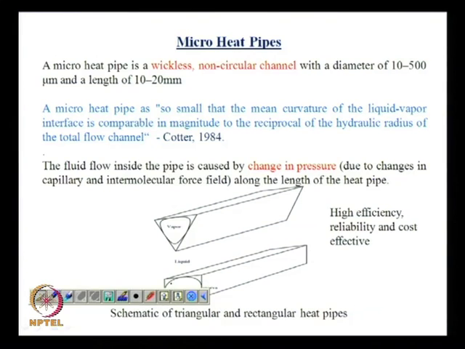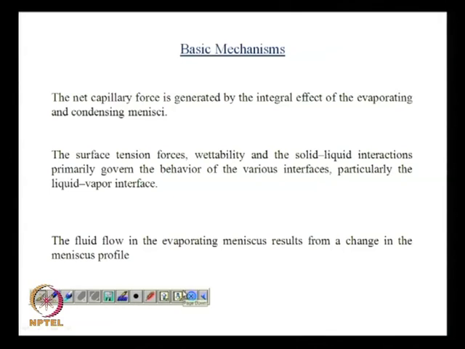So, we can have liquid delivered over a length scale of centimeters, and this is the statement which is used for defining what is a micro heat pipe: where the curvature of the liquid vapor interface is comparable to the reciprocal of the hydraulic radius of the total flow channel. So, this is probably the closest scientific definition that we can think of for a micro heat pipe. The dimension is comparable to the radius of curvature. Okay, that is the definition of a micro heat pipe.